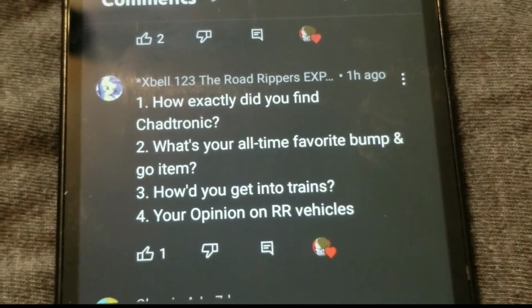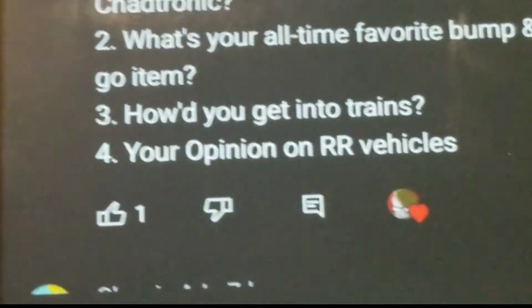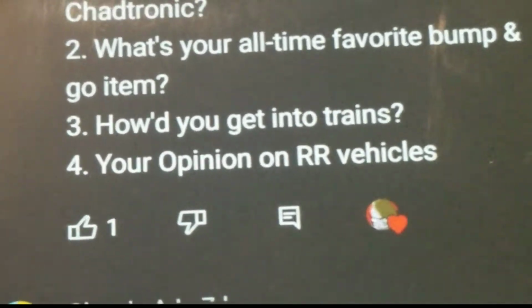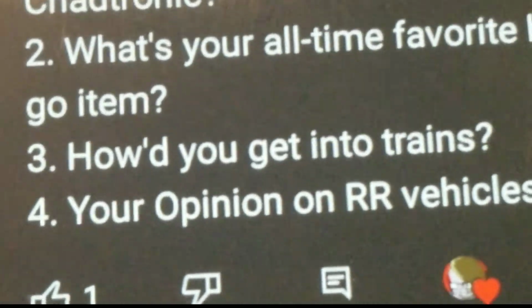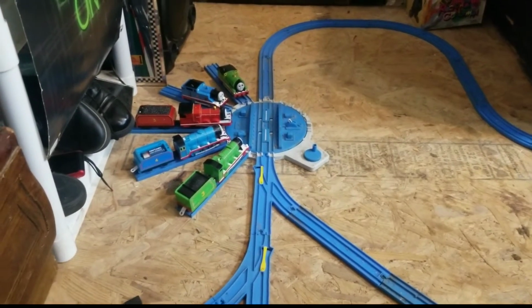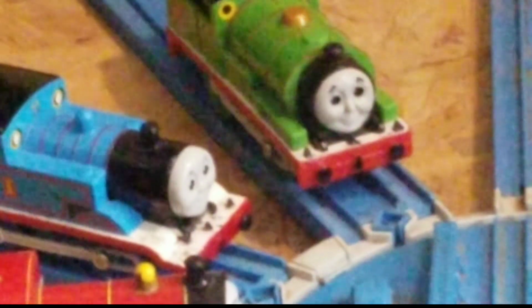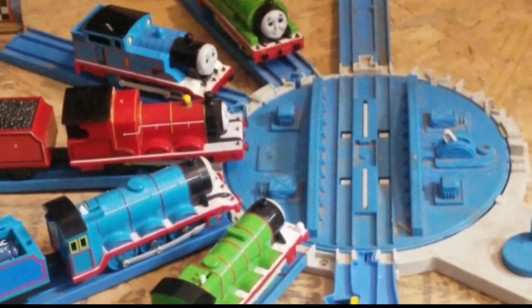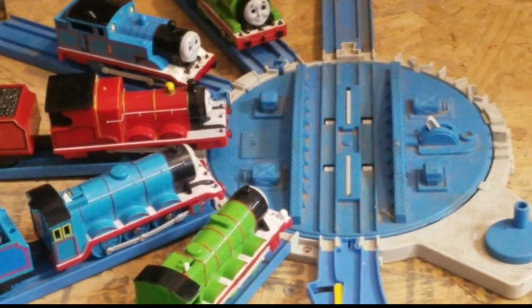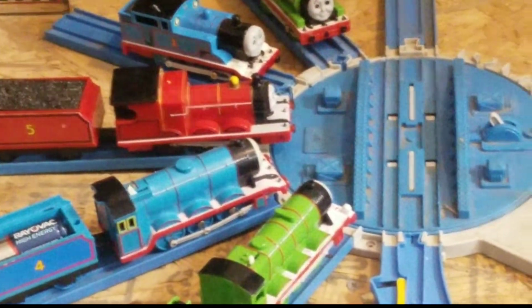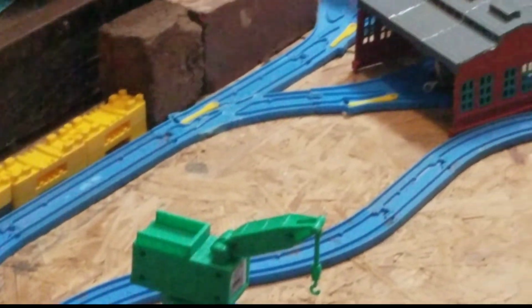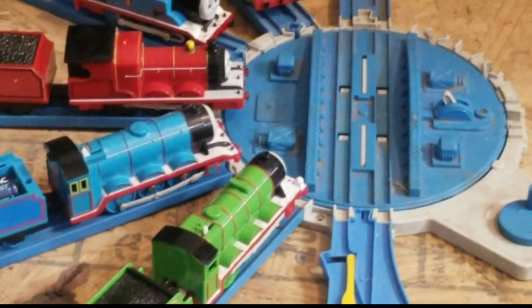Anyways, moving on with Xbell's third question. How did you get into trains? Well, isn't it obvious? Bruh, isn't it that obvious? Do you see what I have up on a turntable over here? Do you seriously think that it's that obvious? Do you see that? Bruh. I'm not even kidding. I have built an entire layout. But I ain't gonna show the full thing because you're gonna have to wait.